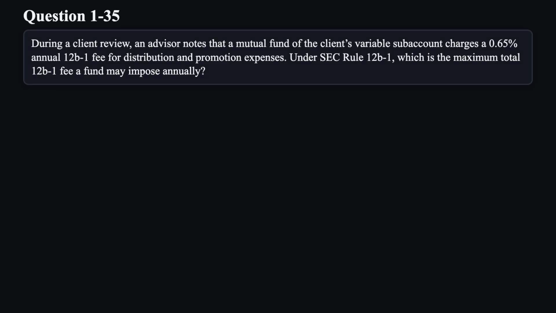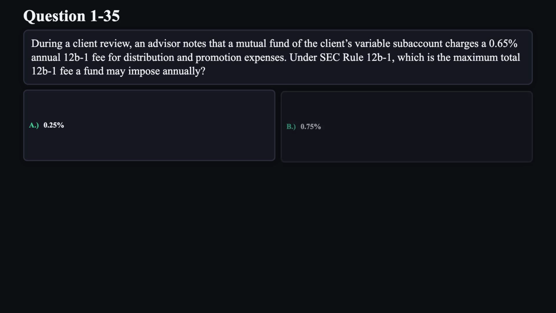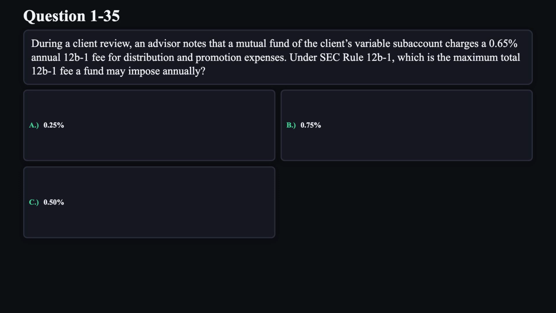Question 35. During a client review, an advisor notes that a mutual fund of the client's variable subaccount charges a 0.65% annual 12b-1 fee for distribution and promotion expenses. Under SEC Rule 12b-1, which is the maximum total 12b-1 fee a fund may impose annually? A. 0.25%. B. 0.75%. C. 0.50%. D. 1.0%.